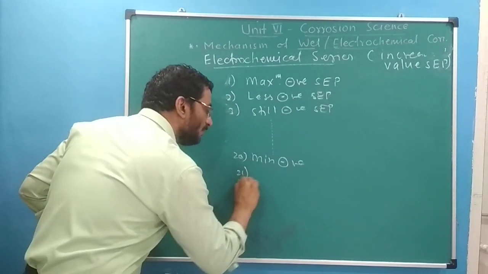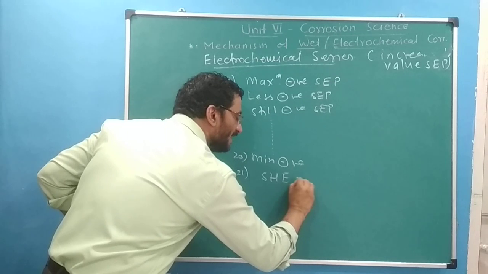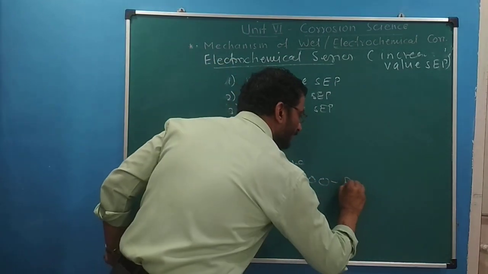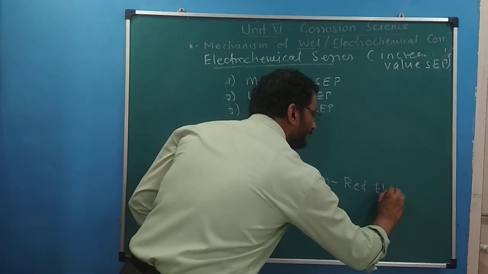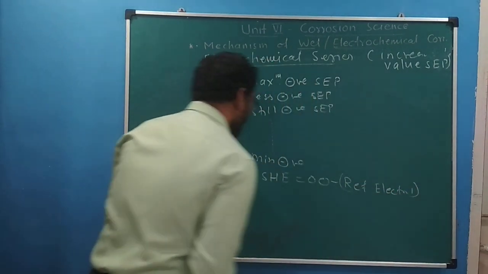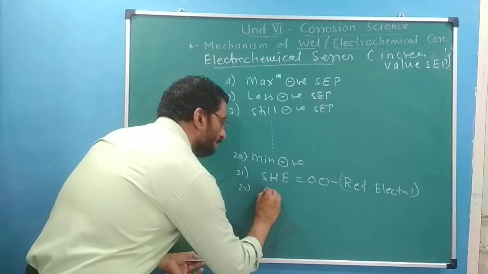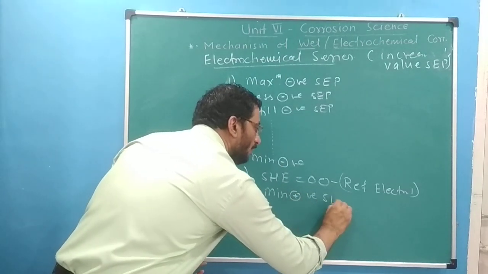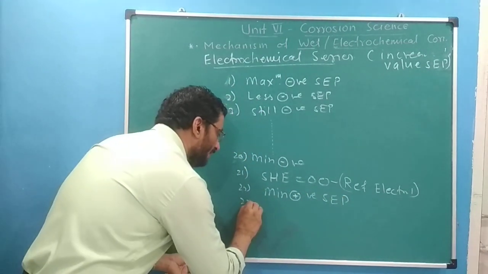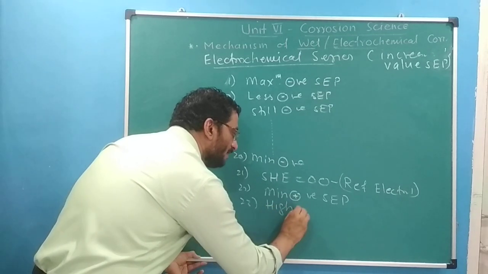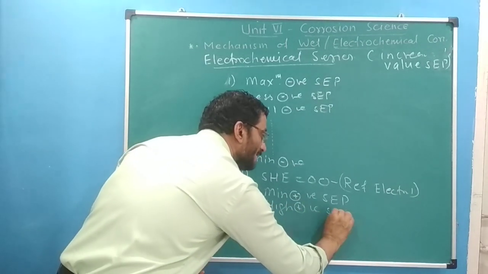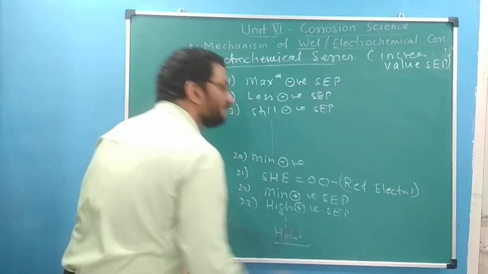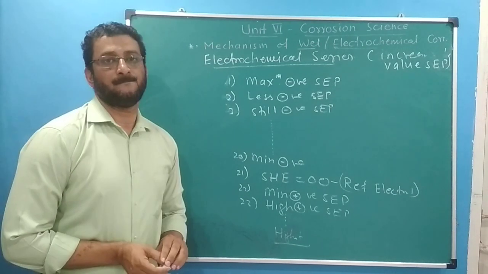Below that, 21 is SHE, which has zero value, which is the standard. This is a reference electrode. Getting it? Its value is 0. And the 22nd may have the minimum positive value of SEP. Then the 23rd may have some higher positive value of standard electrode potential. Then higher, and finally the highest. That may be the highest, isn't it? This way the elements are arranged.